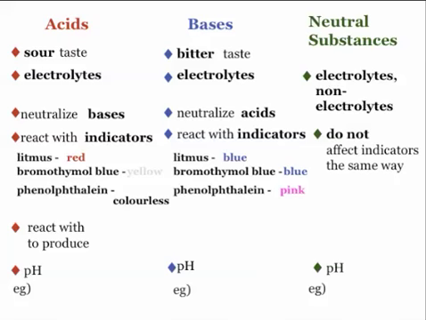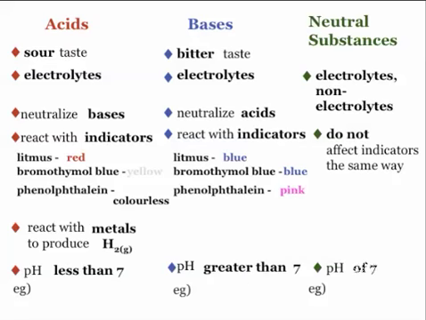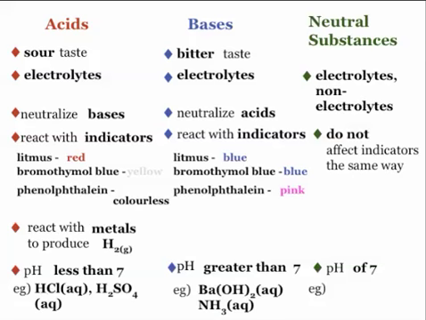So, acids react with metals to produce hydrogen. Okay? They have pHs of less than 7. Bases have a pH of greater than 7, and neutral substances have a pH of 7. Okay? So some examples of acids are HCl, H2SO4. For bases, we have anything with hydroxide on it, as well as our famous ammonia there, and then we have all of these different neutral substances, which are essentially just ionic compounds that are aqueous. We're going to talk about Arrhenius and his definitions in the next video.